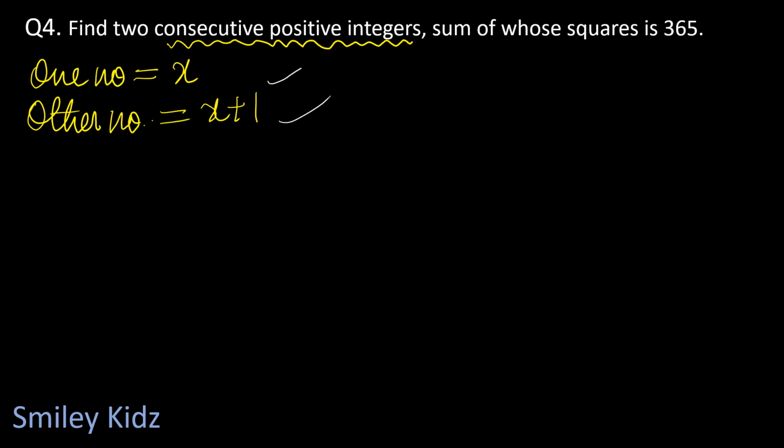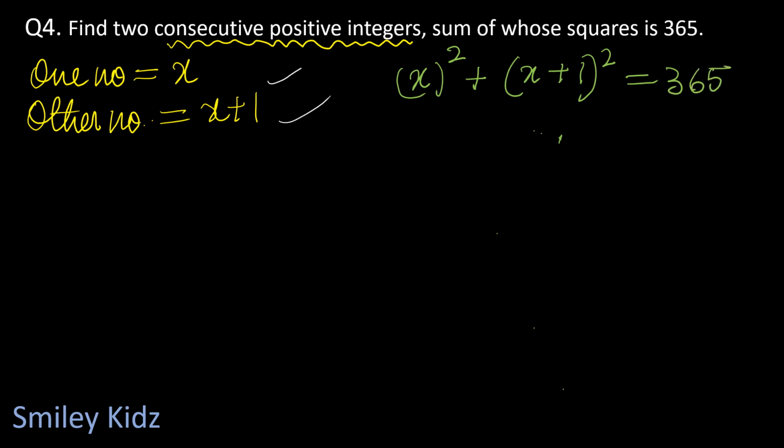Now, the squares of these numbers are x square and (x plus 1) whole square, and we are applying addition, isn't it? Sum means addition. So, x square plus (x plus 1) whole square is equal to 365, because the sum of the squares of these numbers is 365 according to the question. This turns out to be x square plus 1 square, which is 1, plus 2x equals 365. This has been simplified by the (a plus b) whole square formula, which is a square plus b square plus 2ab.